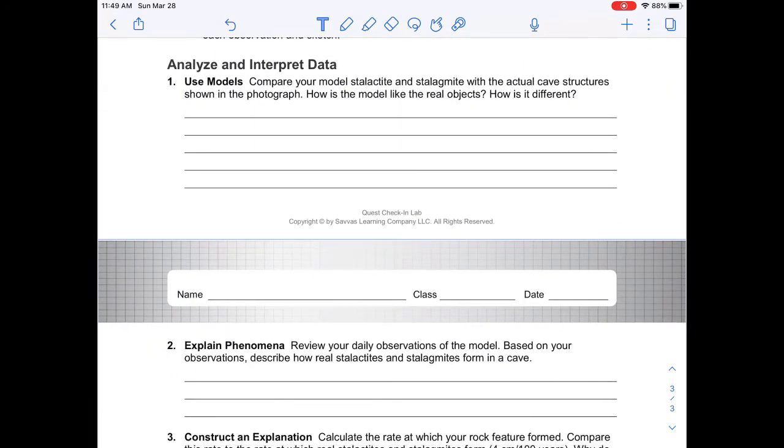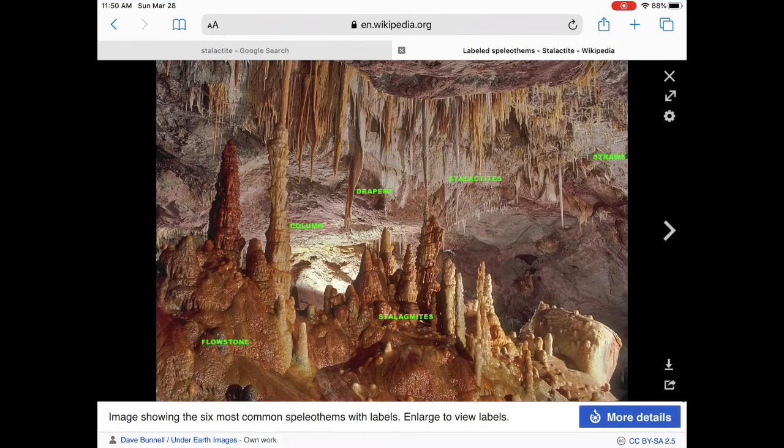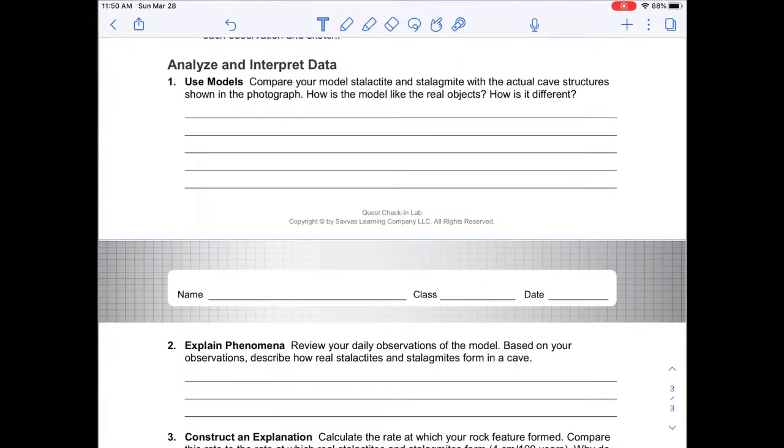So the first question says, compare your model stalactite and stalagmite with the actual cave structures shown in the photograph. How is the model like the real objects? How is it different? So when we're done with this experiment, I want you to go back and look at the pictures that I'll provide to you in class, and I want you to compare the stalactites that we made in the experiment compared to the structures that are in a real cave. Do they look similar? Do they have similar shapes? Are they the same color? Are they the same size? How are they different? How are they similar?